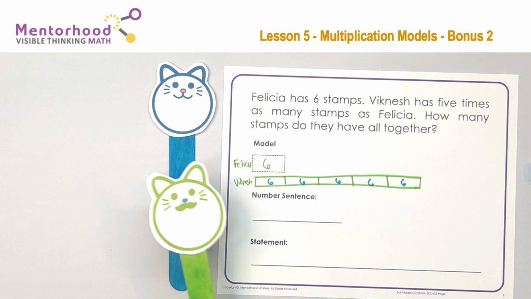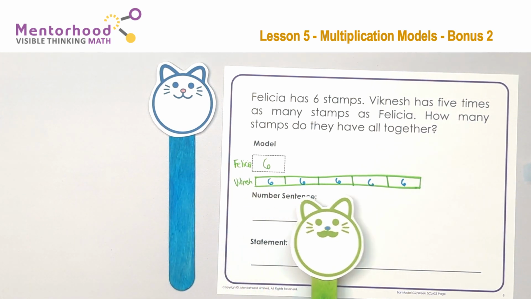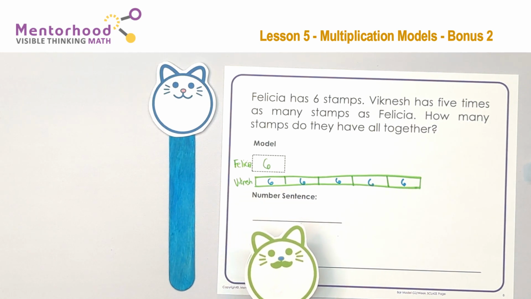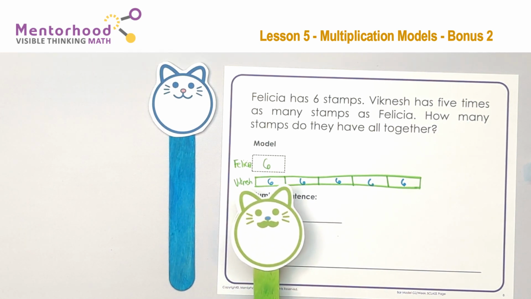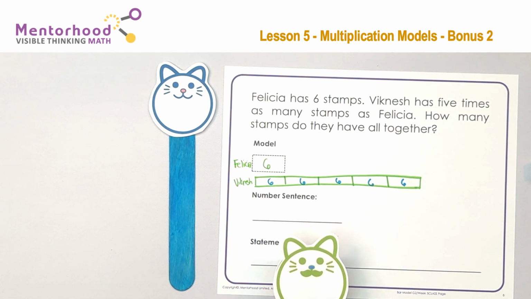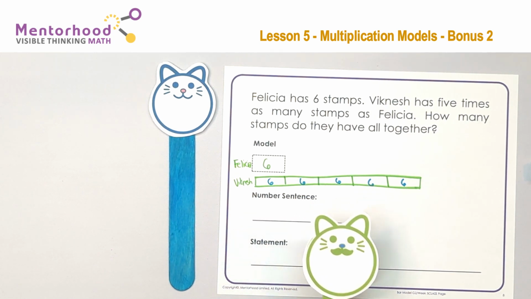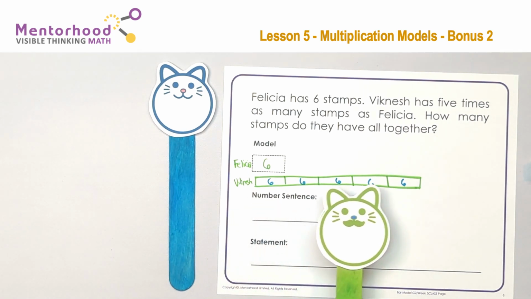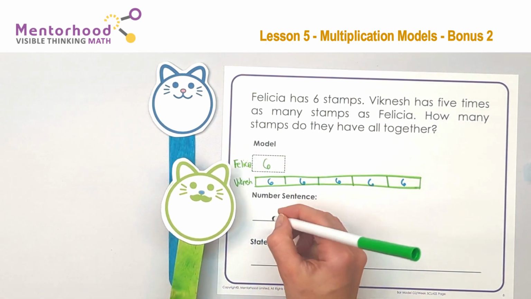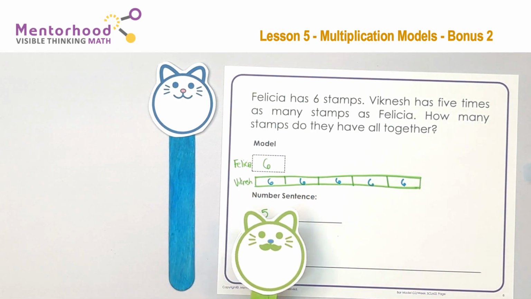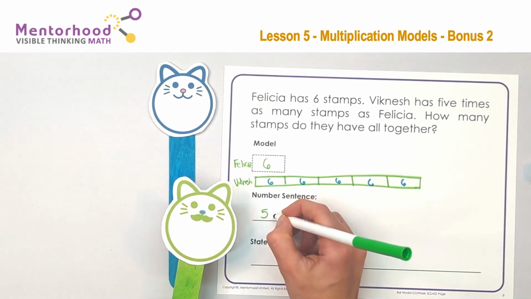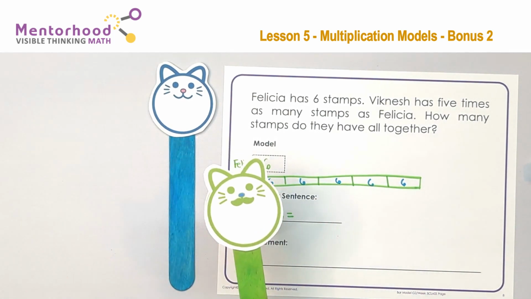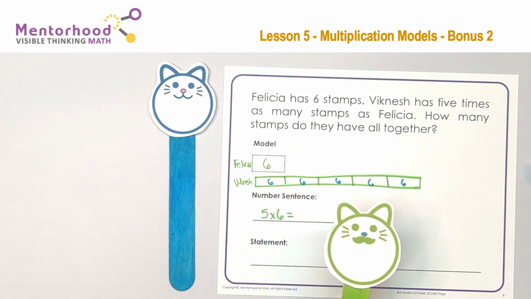Okay, now I have to figure out my multiplication sentence that's represented by this bar here. Let's see. Well, I've definitely got a lot of the same number. So I've got how many groups of the same number? 1, 2, 3, 4, 5. And what are they groups of? Well, they're groups of 6, of course. 5 times 6 equals. Okay, kids, are you ready to count by 5s?